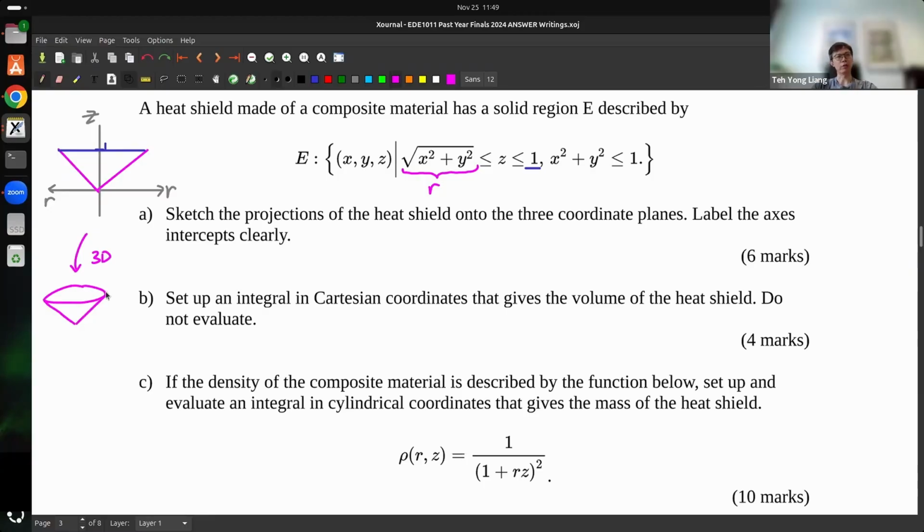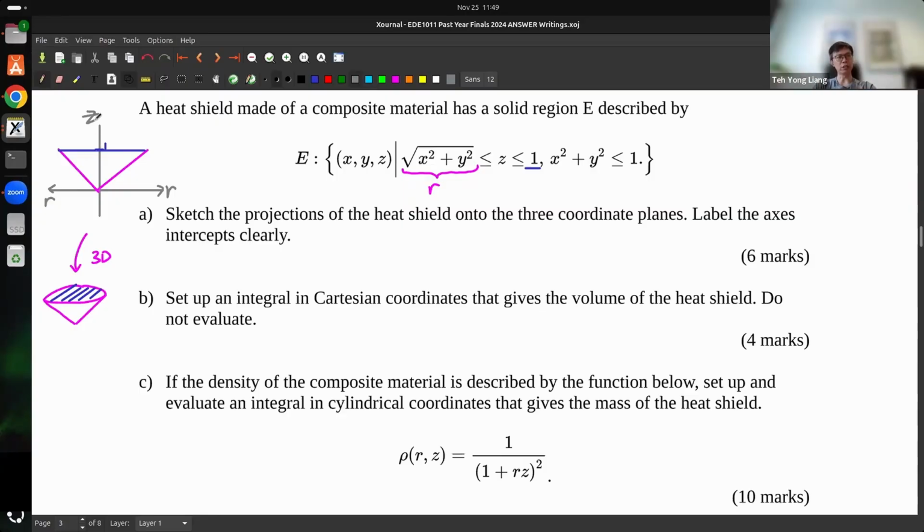Okay, where you have a top flat portion that is bounded at z equals 1. This part, x squared plus y squared less than or equal to 1, is trying to tell you that if you look at the xy plane, you are going to see a disk, because it's a unit disk.